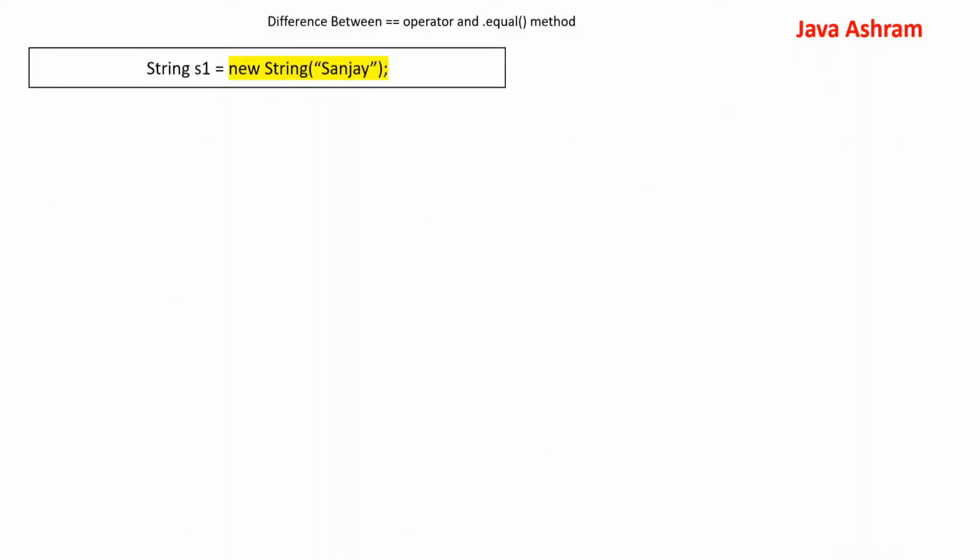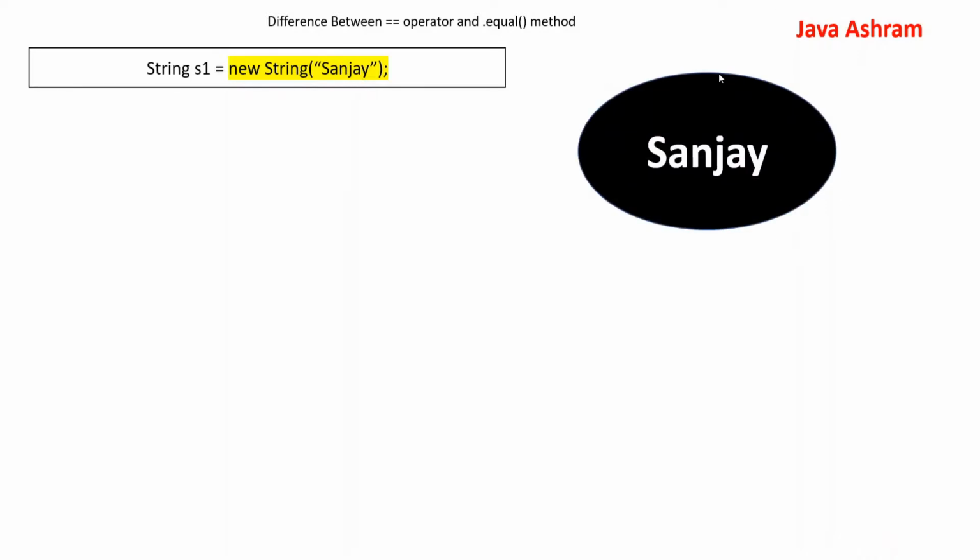Let's see, if you are creating one object, String s1 is equal to new String Sanjay. The yellow highlighted line is what the JVM interprets to create one object, and that object will contain Sanjay. So in heap memory one object will get created. Every object created in memory will have some address. Let's assume the address is 10001. So the work of this highlighted line is done.